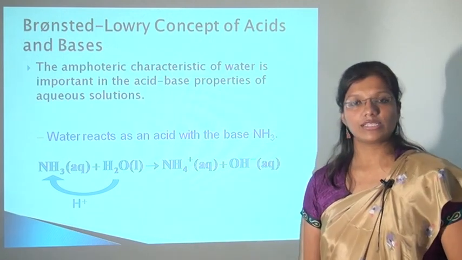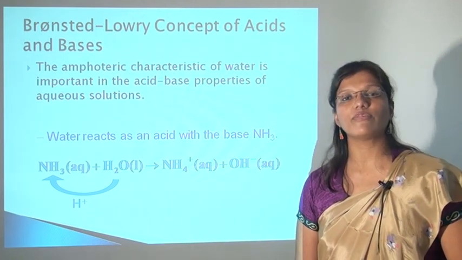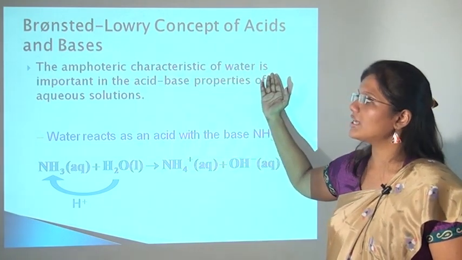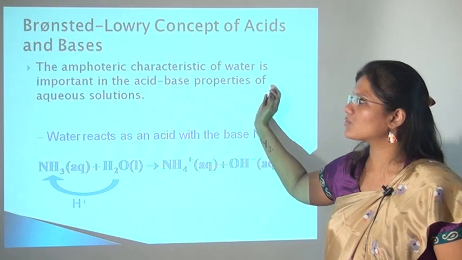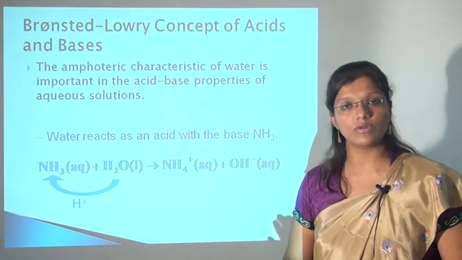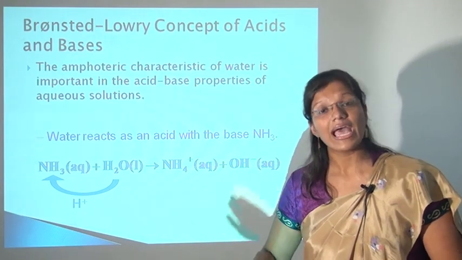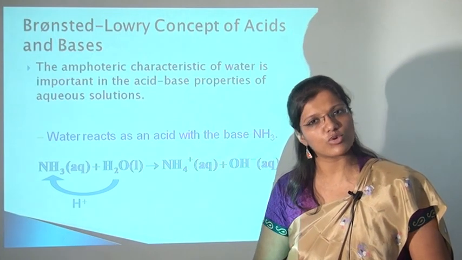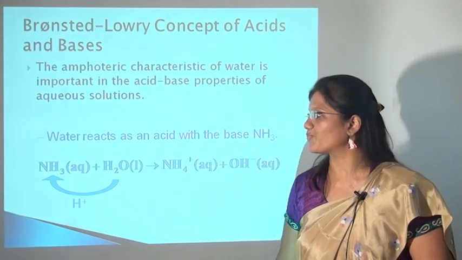Next example is water. Water is also an amphoteric species. The amphoteric characteristic of water is important in the acid-base properties of aqueous solutions. It is the most widely used universal solvent, and it can act as an amphoteric substance. It can act as an acid, and it can act as a base.